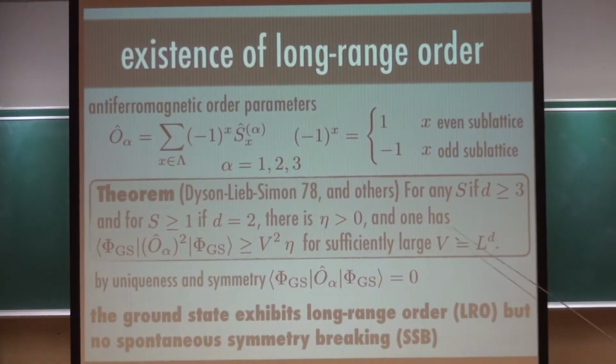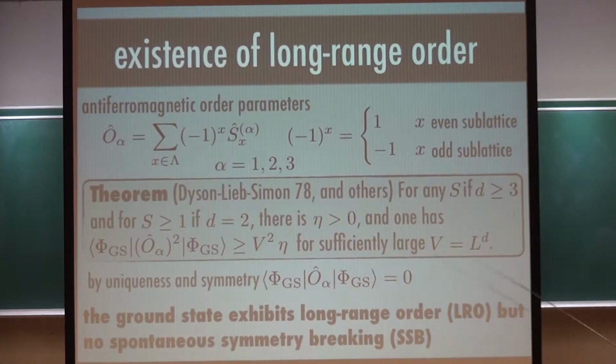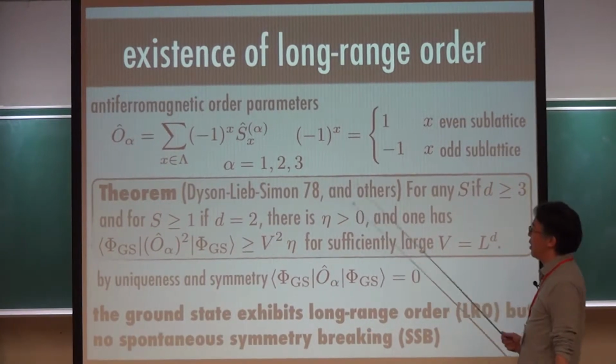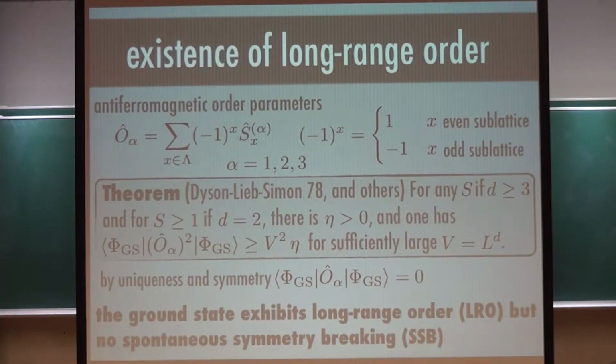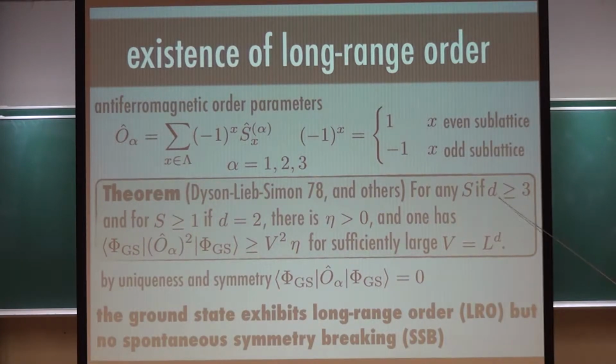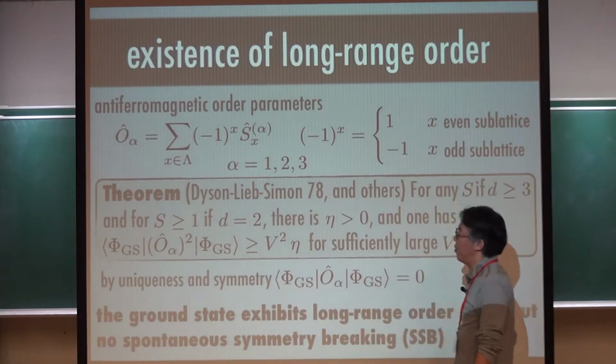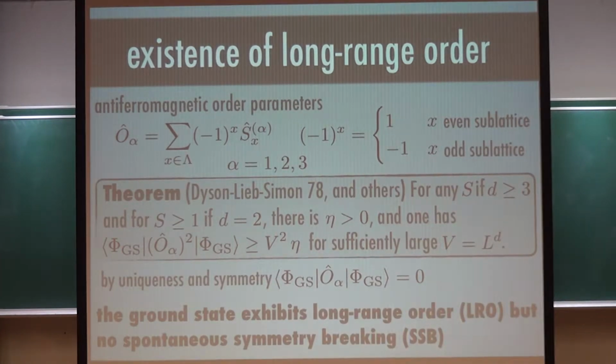And then this is a very difficult theorem proved by Dyson, Lieb, and Simon in 1978 and improved by others. And this says that for any S in dimension greater than or equal to 3, and in dimension d equal 2 for S greater than or equal to 1, the ground state exhibits long-range order, antiferromagnetic long-range order.